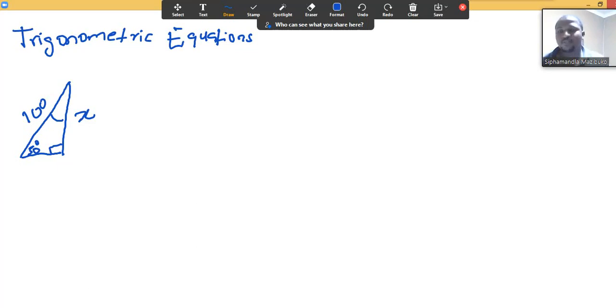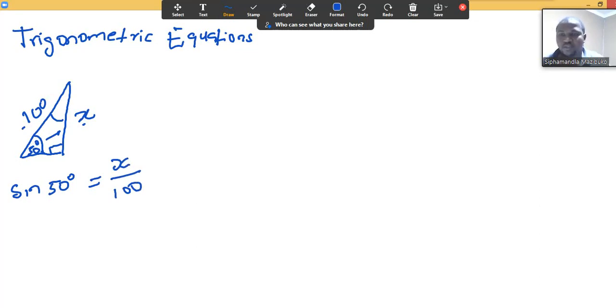If you're looking at x with the given angle of 50, you're looking at the opposite over the hypotenuse. Standing from angle 50, what is given is the opposite, which is x, and the hypotenuse, which is 100. So easily we can just use our sine. We can say sine 50 degrees is equal to opposite, which is x, all over 100.